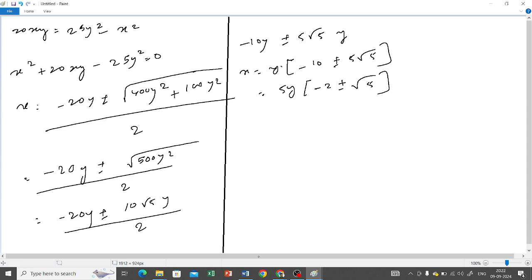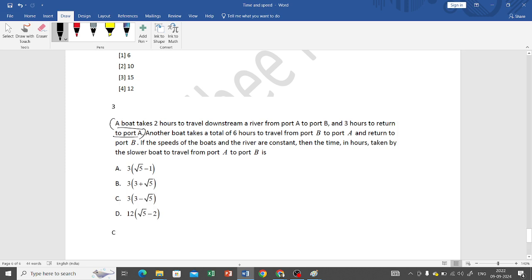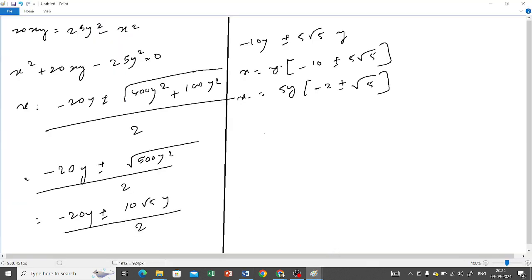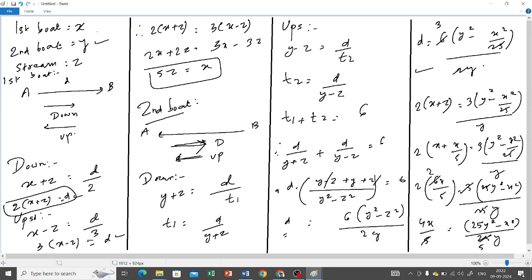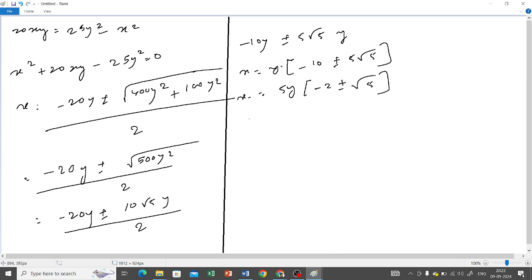Okay, now what is the question? So this is the value of x. What is the question? If the speeds of the boats and the river are constant, then the time in hours taken by the slower boat to travel from port A to port B. Okay, slower boat. So first boat is x, the second boat is y. So if I'm getting x equals to 5y this much.